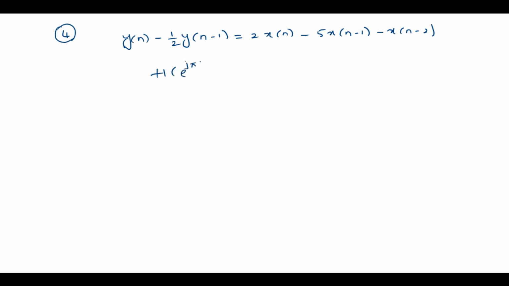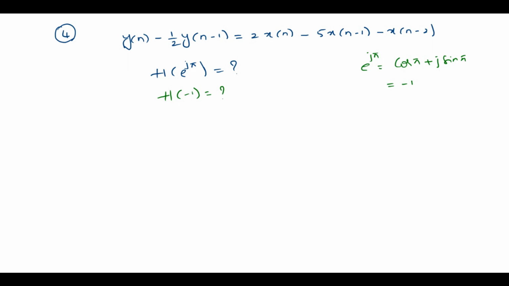So the given CCDE is y of n minus 1 by 2 y of n minus 1 is equal to 2x of n minus 5x of n minus 1 minus x of n minus 2. So you need to find h of e power j pi. So e power j pi is nothing but cos pi plus j sin pi, which value is minus 1. So you need to find the h of minus 1 value.